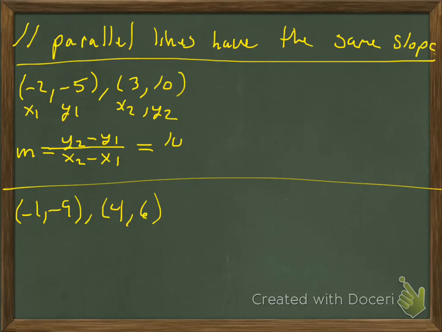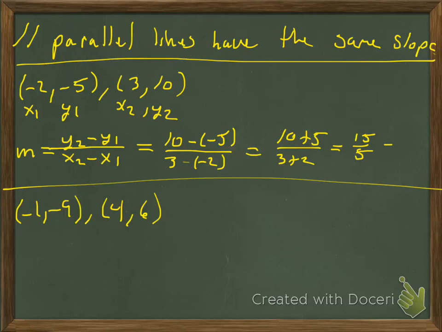y2 is 10. Negative sign comes with the formula, so don't forget, negative sign with the formula. y1 is -5 over x2, which is 3, minus with the formula, and then -2. Okay, so when I take away something that's negative, that's a positive. So we'll have 10 plus 5 over 3 plus 2, which will give me 15 over 5, and that is going to reduce to 3. Okay.